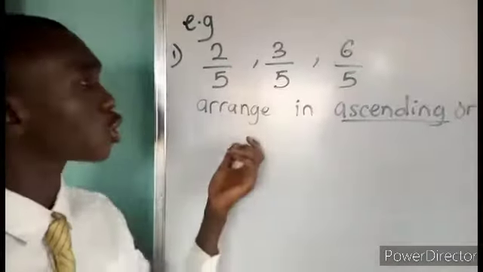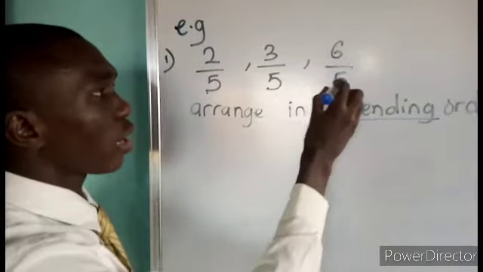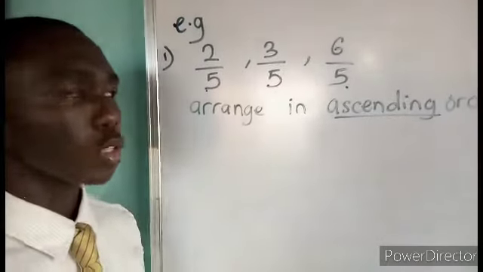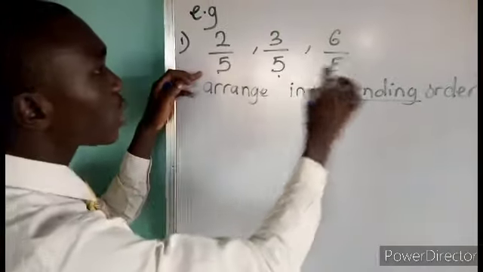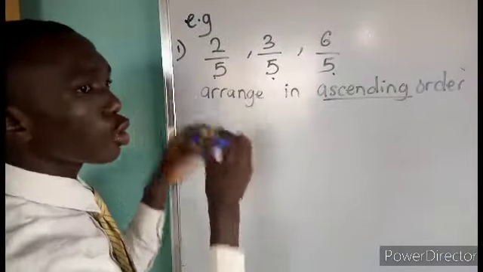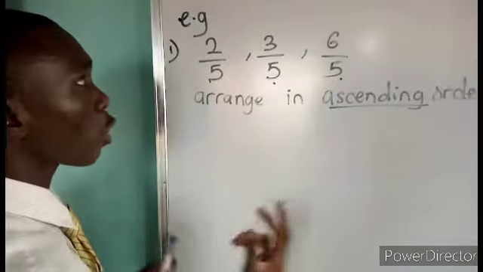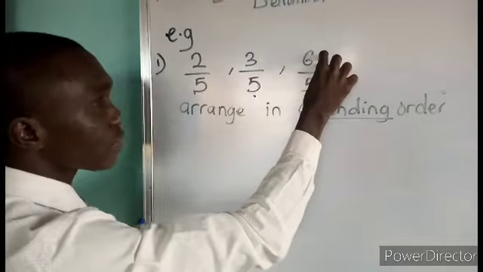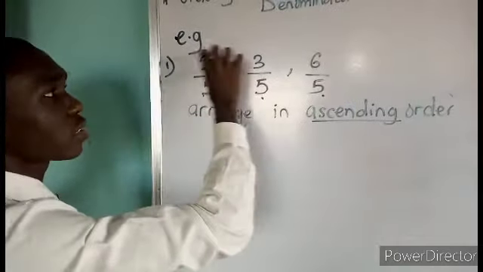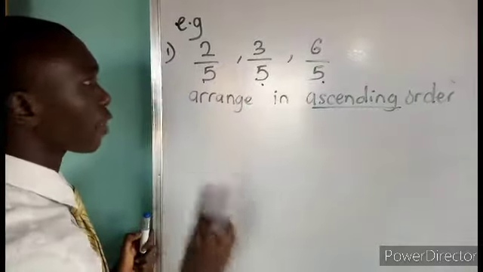Now, in this type of fraction, what do we notice there? The denominators are the same. So they are having a common denominator. So since the denominators are the same, what we are going to focus on are the numerators. So what are the numerators? We have 2, 3, and 6. So we compare the numerators to arrange our fractions.